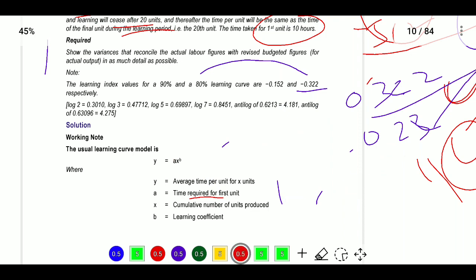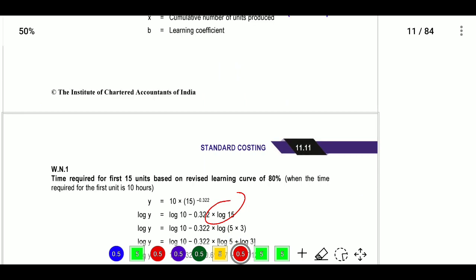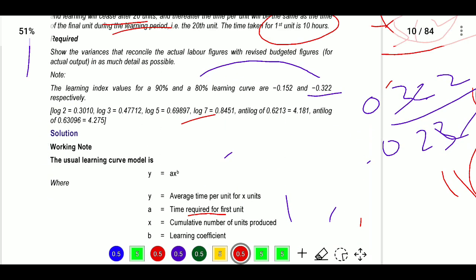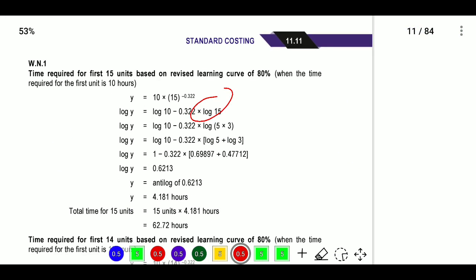For log values, log 2 was provided, log 3 was provided, log 5 was provided, log 7 was provided, but we don't have the log 15 value. So we will see whether we have any relationship with the provided information. There is no relationship with log 2, but we have a relationship with log 3 and log 5. Log 3 and log 5 are there, so 3 into 5 becomes 15.